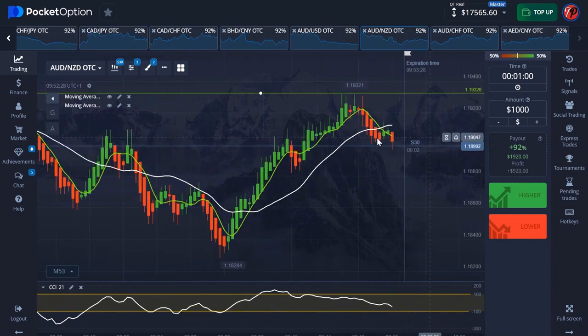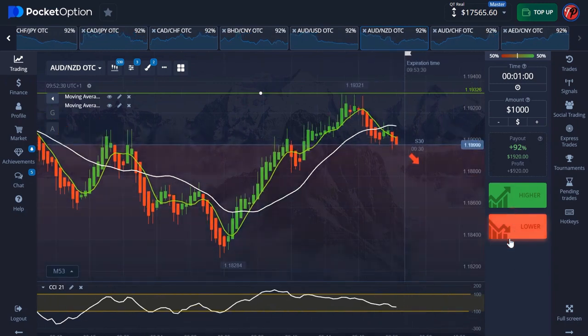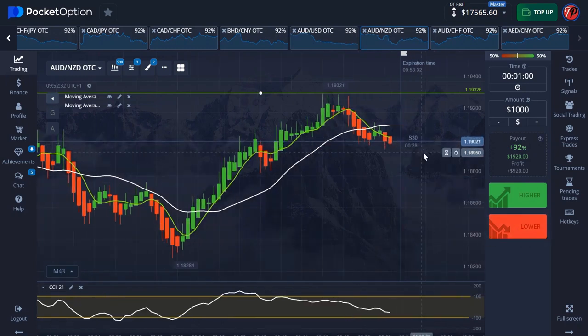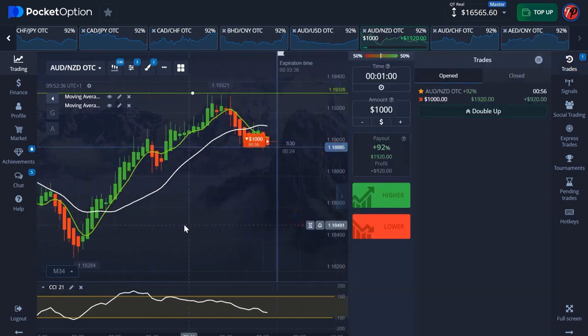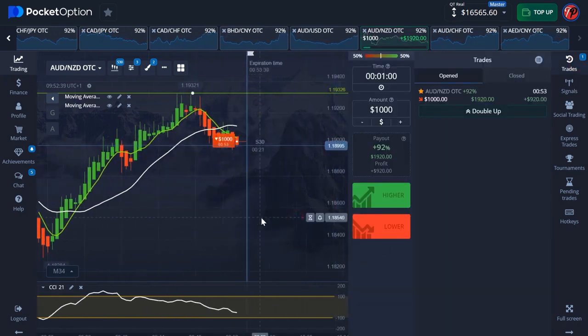This is actually a perfect moment. I'm going to enter a down trade on that. All right, so I place a trade on that. So guys, let's wait and see if this is going to be a good one. In the next few seconds, we have less than 51 seconds.